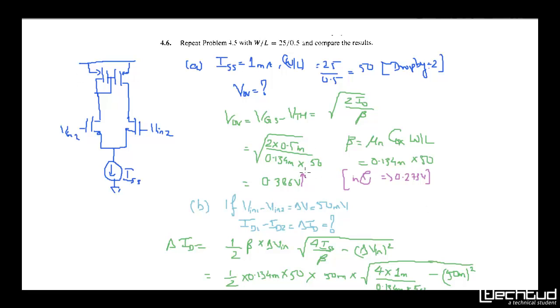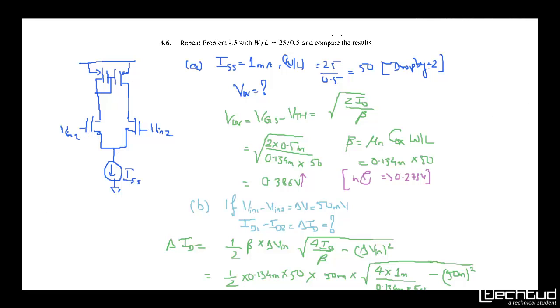When you solve it, and for beta, you should always remember that for all the problems we will be using the same thing, mu n Cox is 0.134 milli, W by L is 50. So you will get V overdrive as 0.3864 volts. In the previous problem, the overdrive that we got was 0.273 volts. So what we are seeing here is, if W by L is reduced, then definitely the overdrive is increased to pass the same current. So remember this: for the same current of 0.5 milliampere, if you have reduced W by L, definitely the overdrive voltage required will be more.